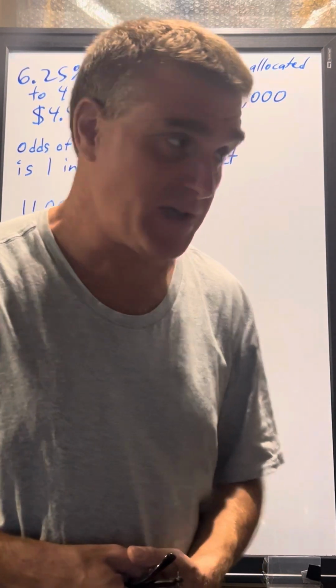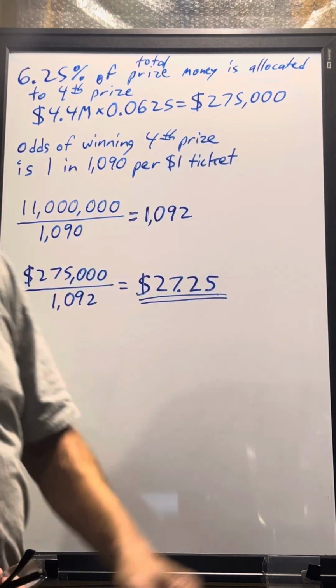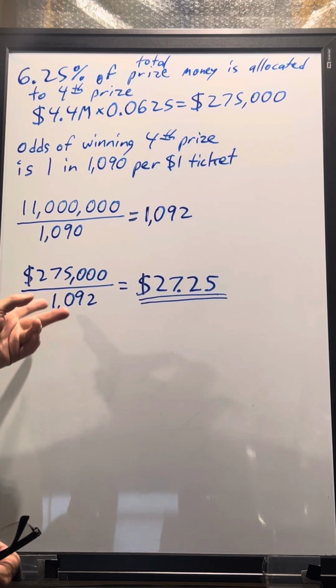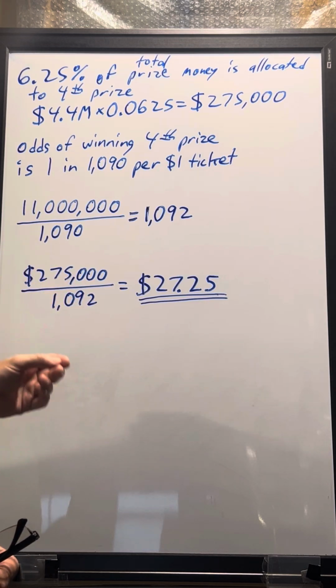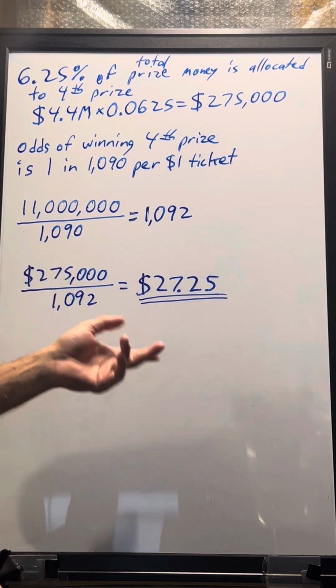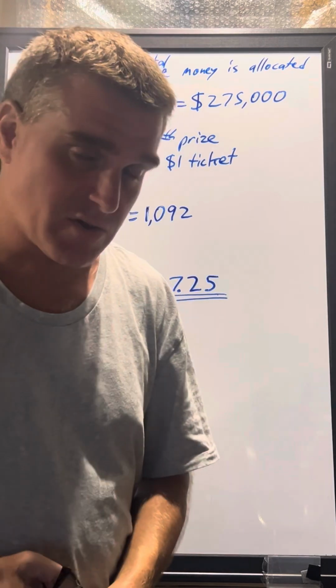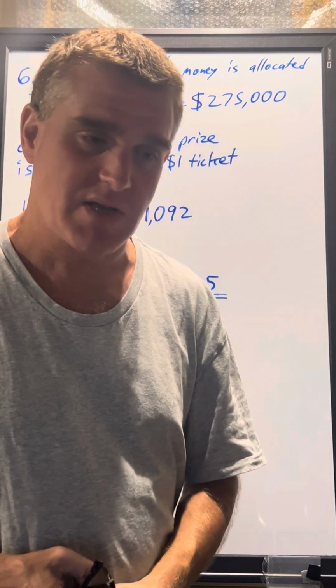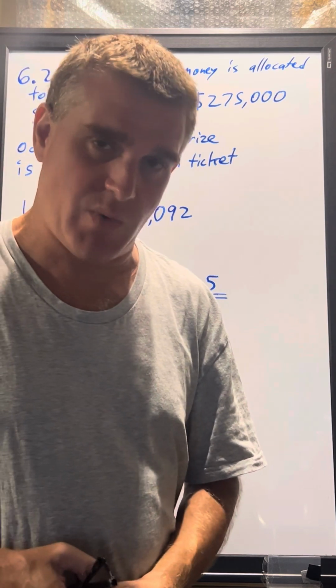They're going to have to split up the $275,000 allocated to fourth prize. And so 275,000 divided by 1,092 is $27.25, which is what someone should expect to receive when they win fourth prize.